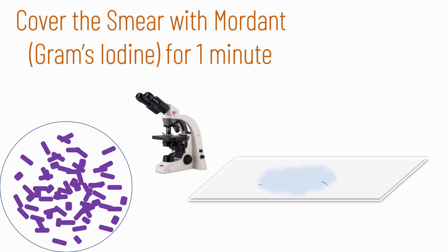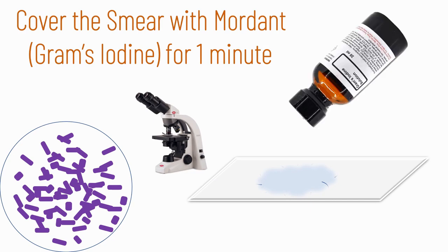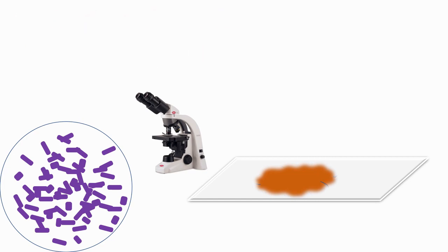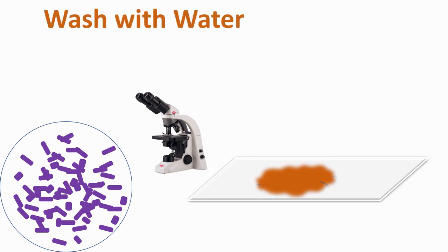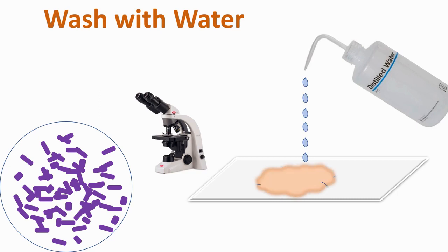Now we add a mordant, that is Gram's iodine. It is a stabilizer that causes the dye to form large complexes in the peptidoglycan meshwork of the bacterial cell wall. Wash with water to remove the mordant after 1 minute is over.